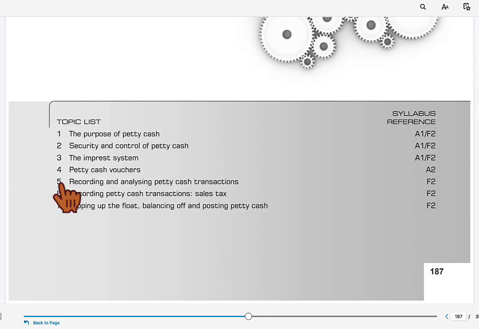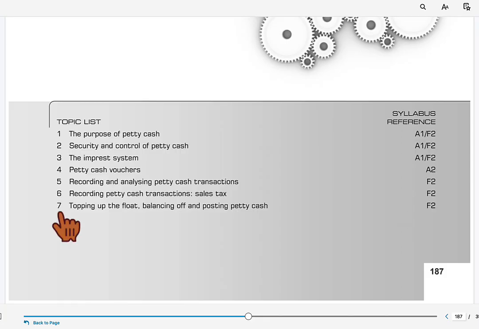Topic 5. Recording and analyzing petty cash transactions. We learn how to record petty cash payments in the accounting records. This helps the business understand what the money was spent on and keeps the bookkeeping accurate. Topic 6. Recording petty cash transactions, including sales tax. Sometimes a petty cash receipt includes sales tax. We learn how to separate the tax part from the expense part so the accounts are correct.